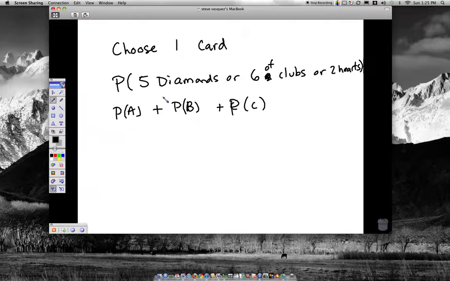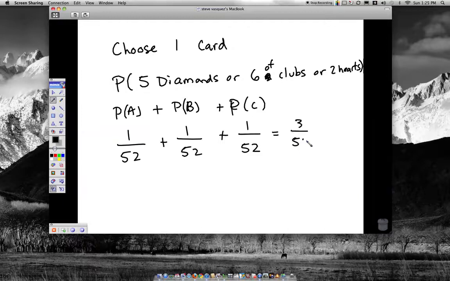If I look at all those events, I cannot take the 5 of diamonds and the 6 of clubs and the 2 of hearts at the same time, so I'm going to take each one individually. 5 of diamonds only happens once in the deck. The 6 of clubs only happens once in the deck. And the 2 of hearts only happens once in the deck. So I've got 1 divided by 52 plus 1 out of 52 plus 1 out of 52, which is 3 out of 52.